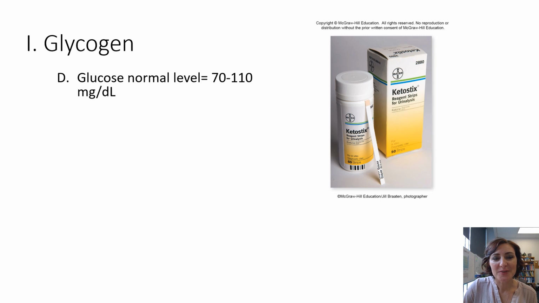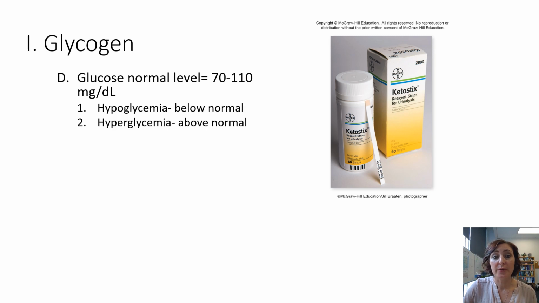All right, so let's talk about some normal glucose levels in the blood. Normally, we're looking at about 70 to 110 milligrams per deciliter. That is a normal range for glucose. Above that and below that, we have different conditions.